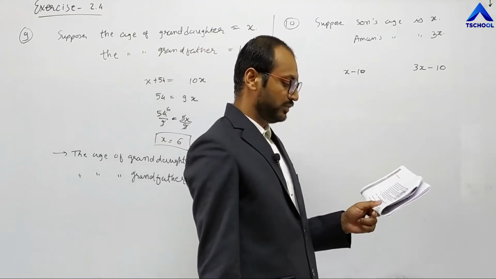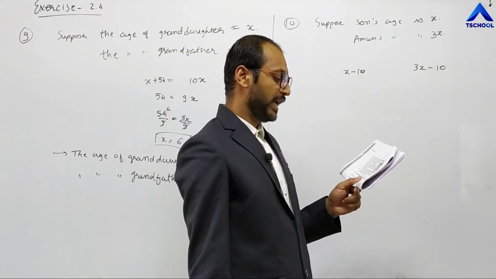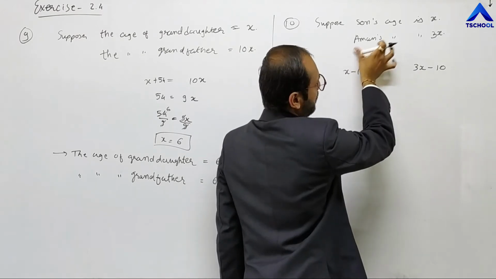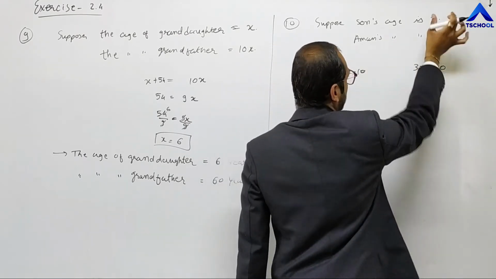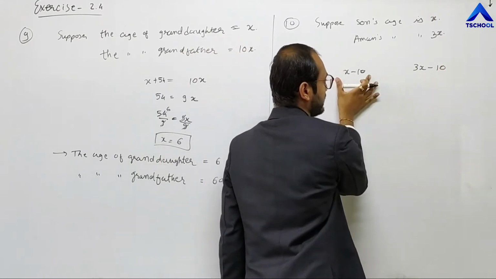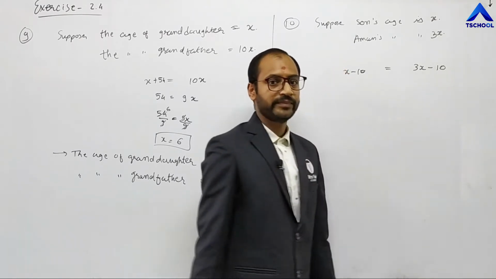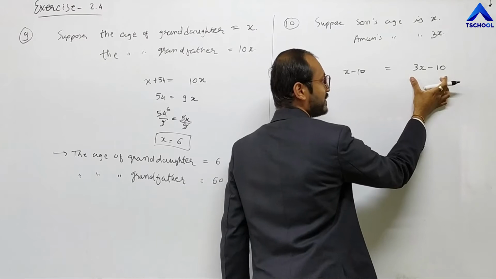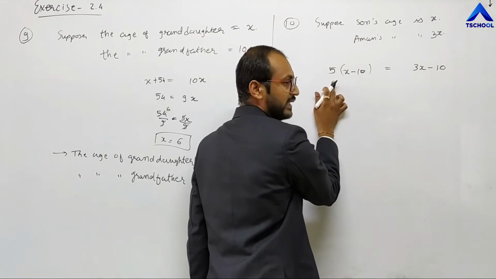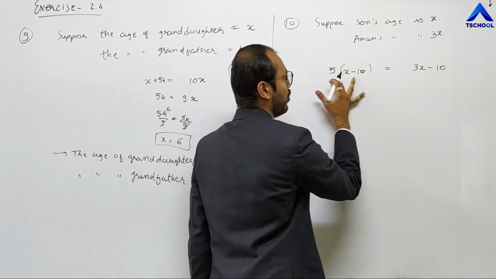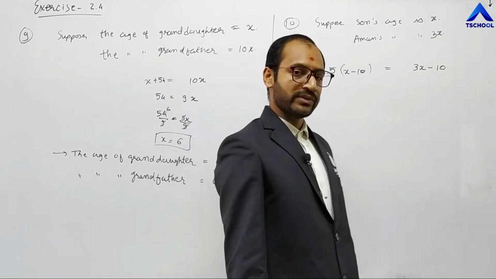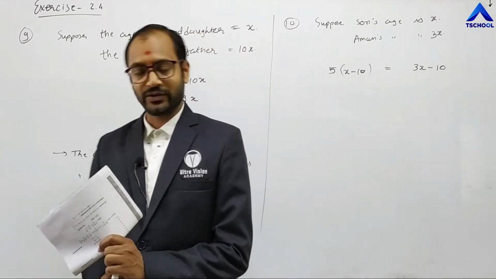So 10 years ago, he was 5 times his son's age. That means Aman's age is 5 times his son's age. Clear? That means this age is 5 times this age. How can we make it equal? His age is 5 times this age, so to make it equal, I have to multiply by 5 on this side. Now both ages became equal. Clear? So by simplifying this equation, you can solve it very easily. Do this by yourself at home.